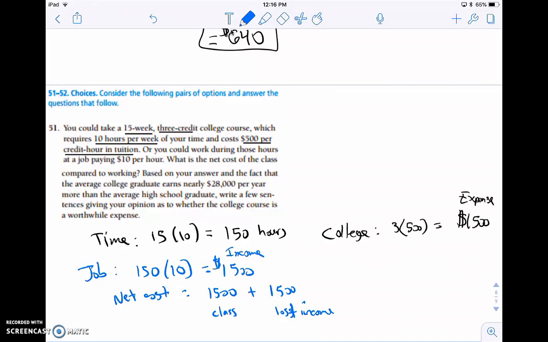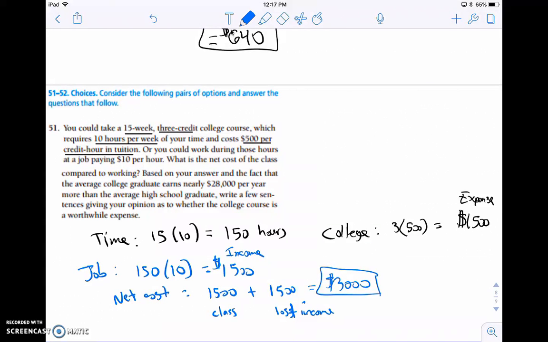So when we look at the net cost, we have to say, how much did it cost, and then also how much did we lose by not going to work. So we have $1,500 for the class and $1,500 lost in income for work. So that's $3,000, and that's the net cost for that class when we compare it to working. So if we were working, we'd make $1,500, but if we go to college, that college costs $1,500, so we've got a difference there of $3,000.